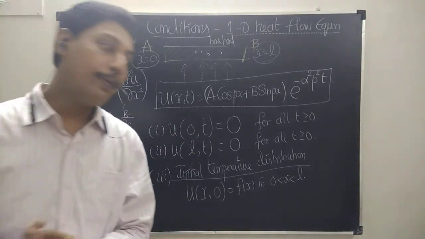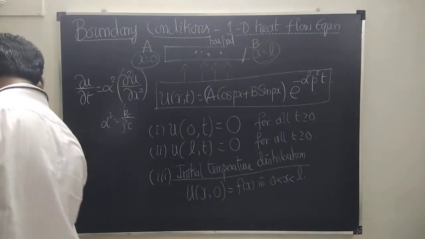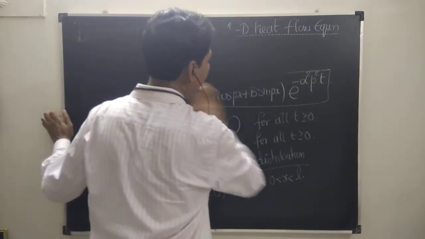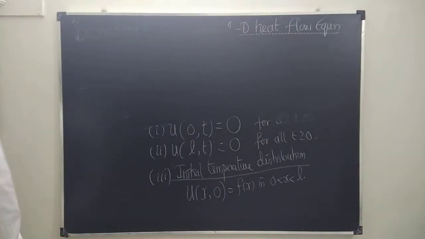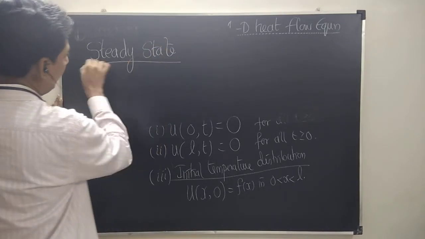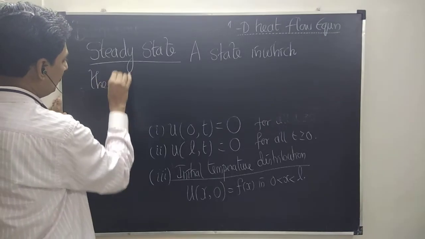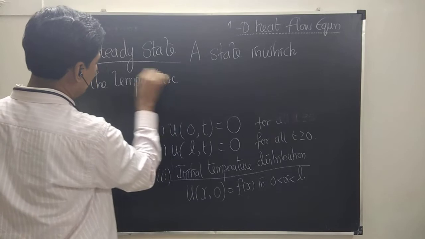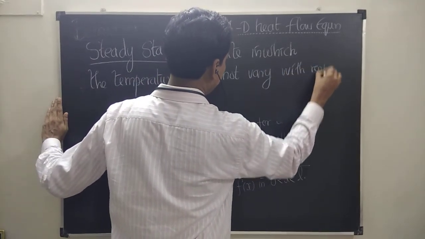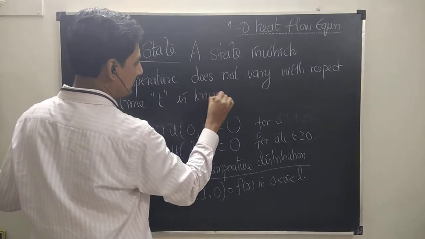Let us find that out with the help of the steady state. When we say that the state is steady state, it means that the temperature is fixed, the temperature is constant, once it reaches its maximum temperature. So a steady state is a state in which the temperature does not vary with respect to time t. The temperature does not vary with respect to time t is known as the steady state.